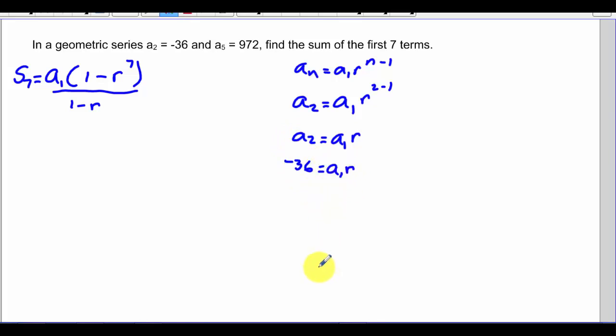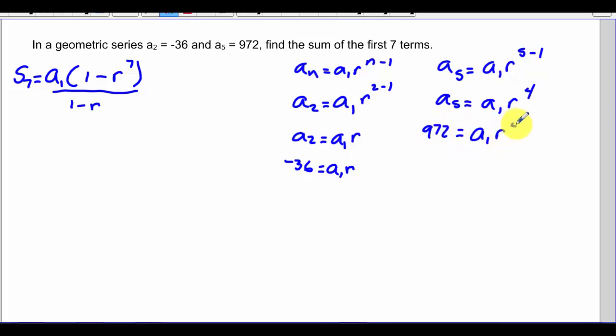The problem is I have 2 unknowns. I need another equation so I can make a substitution and solve for one of those unknowns. Let's do that again with this fifth term. So I have the fifth term equals the first term times the ratio to the 5 minus 1 power, or the fifth term is equal to the first term times the ratio to the fourth. That fifth term in this case, being 972, is equal to the first term times the ratio to the fourth.